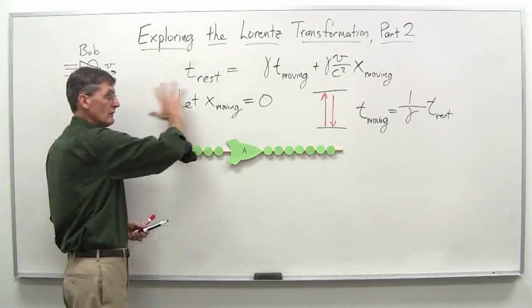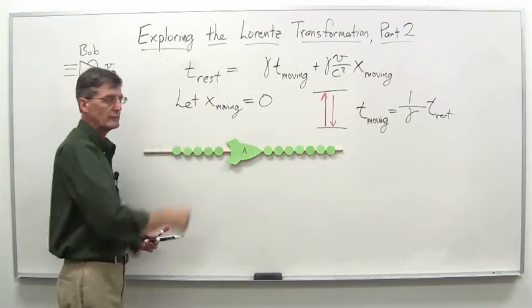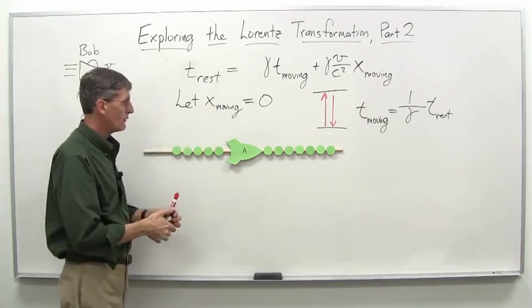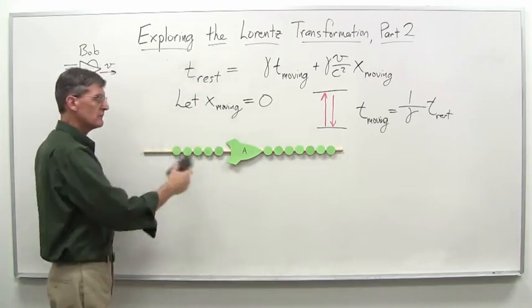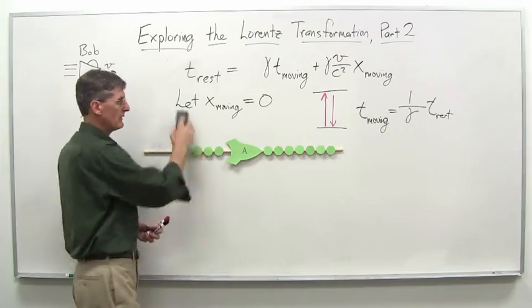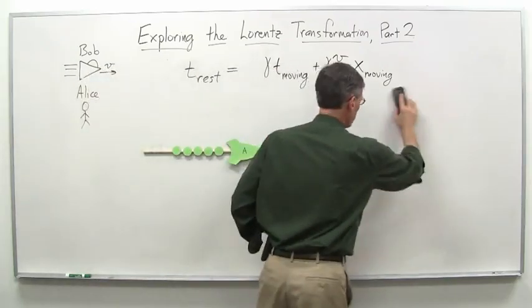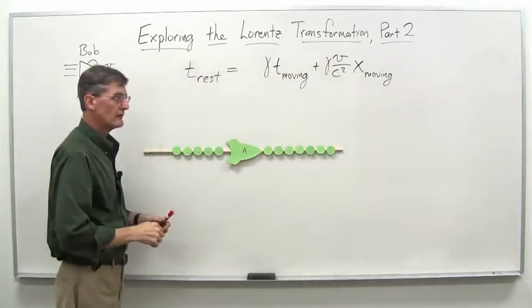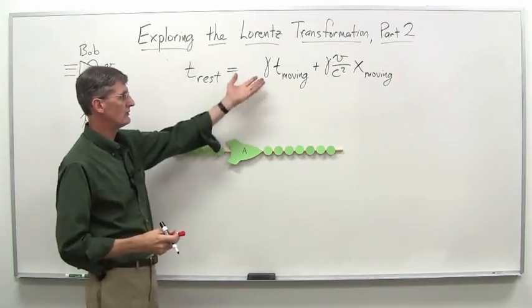So the Lorentz transformation equation for that checks out. It gives us our basic time dilation result that we derived earlier. Now, though, what if we just let x moving be anything here? So this is where we come back to Alice. We can't simplify our equation at all.